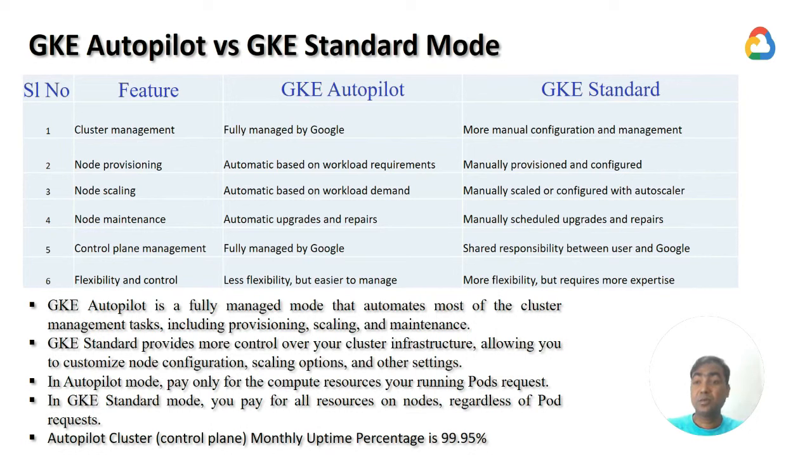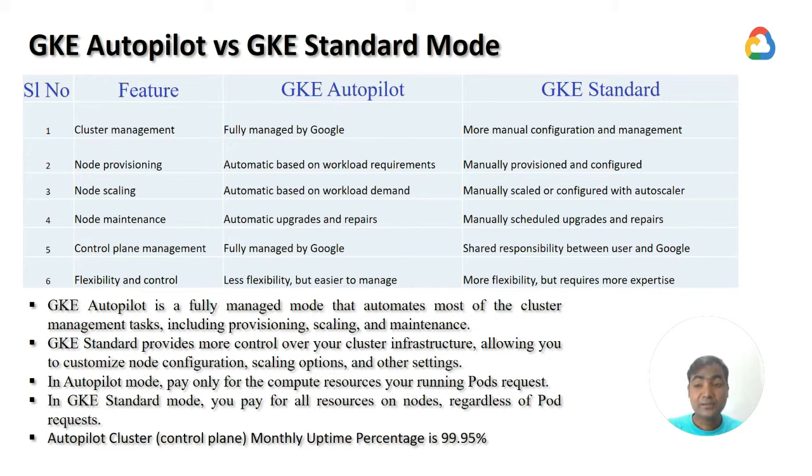GKE Autopilot mode is fully managed and automates most of the cluster management tasks including provisioning, scaling and maintenance. This makes it a good choice for teams that want to focus on developing and deploying applications rather than managing infrastructure. It means guys, you can only deploy your application inside the Autopilot cluster and the infrastructure is managed by Google. Autopilot provides less flexibility and control over your cluster compared to Standard mode.